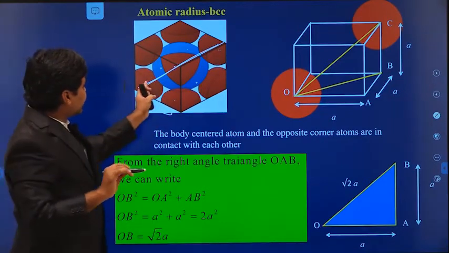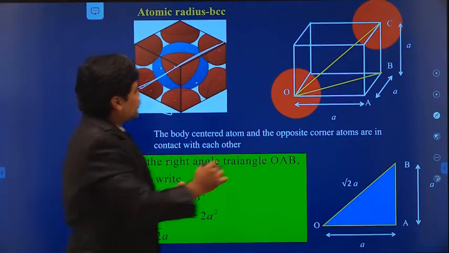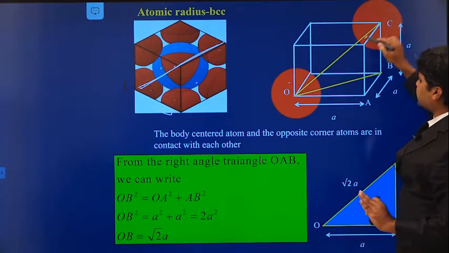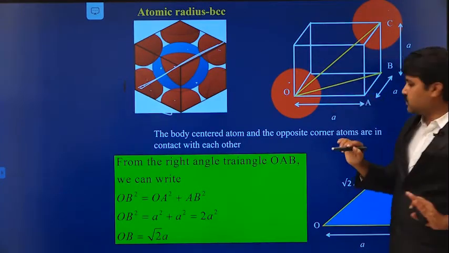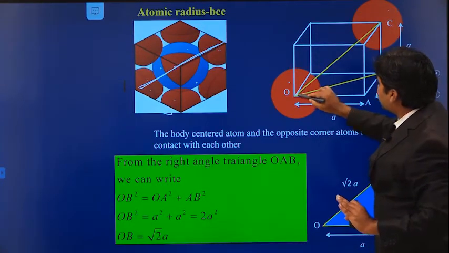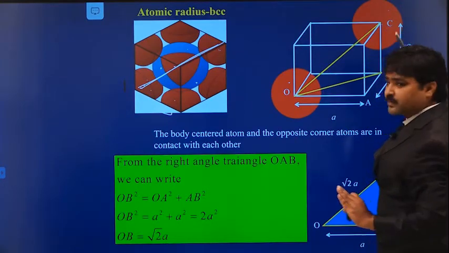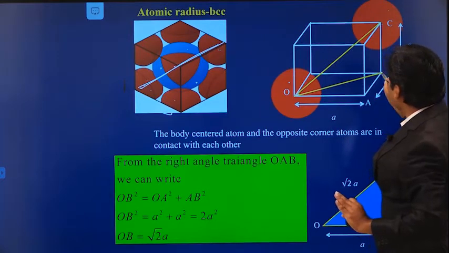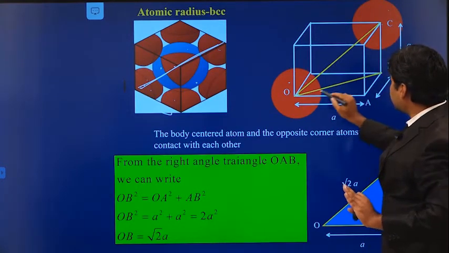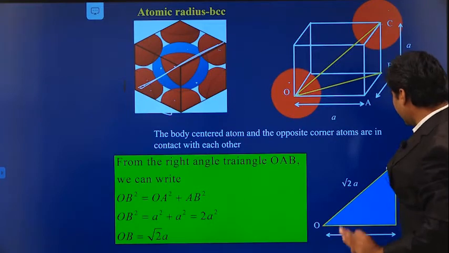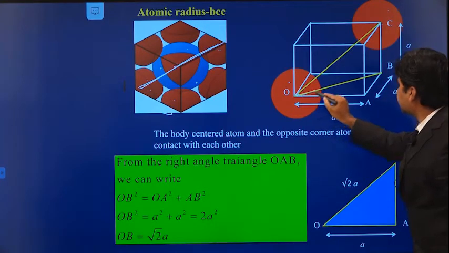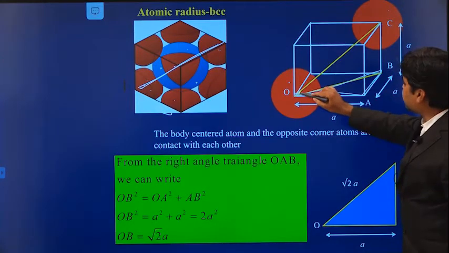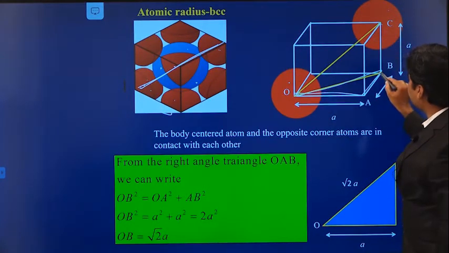Here, in order to calculate the radius, so this is one corner atom, and this is another corner atom. In between we have the body center atom. So we have to calculate the distance from O to C. In order to calculate OC, first you have to estimate the OB value. So for that, I am going to take this right angle triangle OAB.